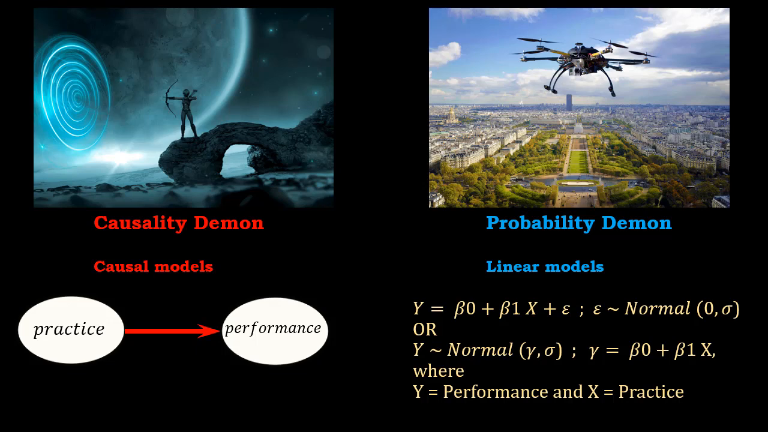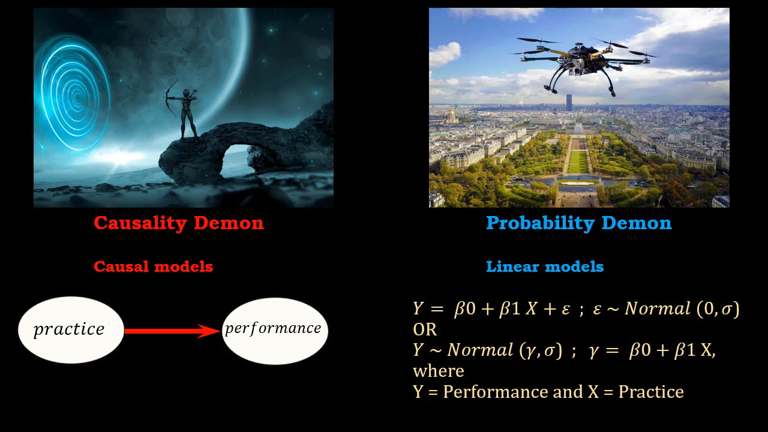Y equals beta 0 plus beta 1 times x plus epsilon, which stands for error, where error is considered a random variable that is normally distributed with a mean of 0 and a standard deviation sigma. Now, the same model, but a different way of expressing it, is that y is a random variable that is normally distributed with a mean of gamma and a standard deviation of sigma. And gamma equals beta 0 plus beta 1 times x. And in order to make it specific, so that's the generic form, we say that y equals performance and x equals practice.